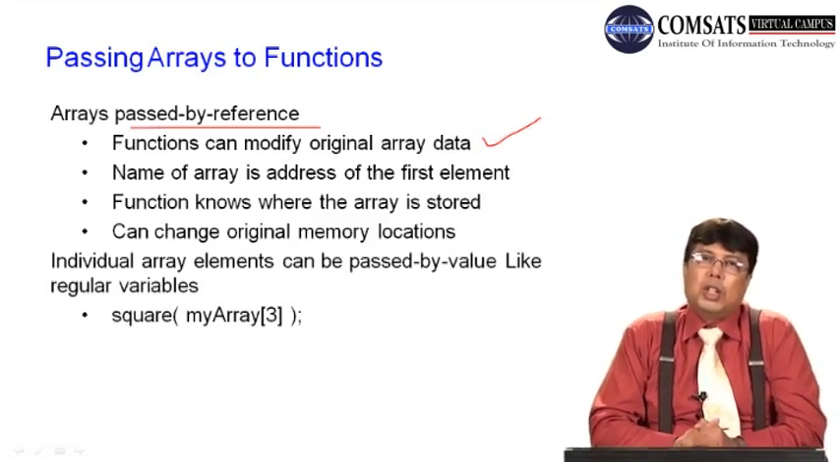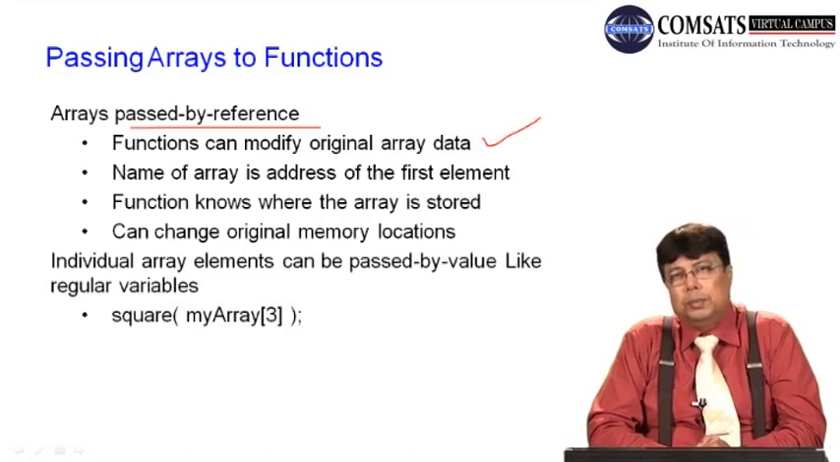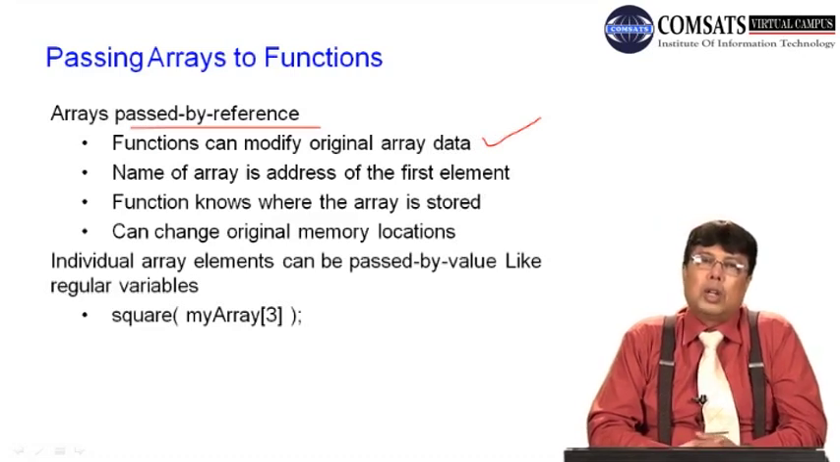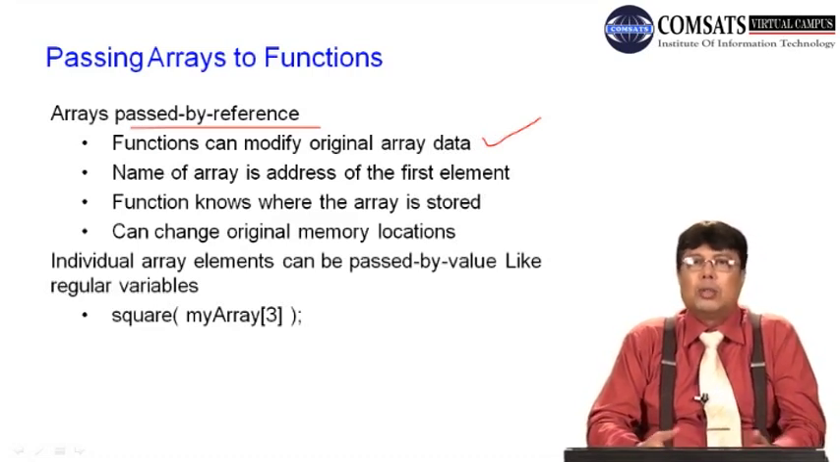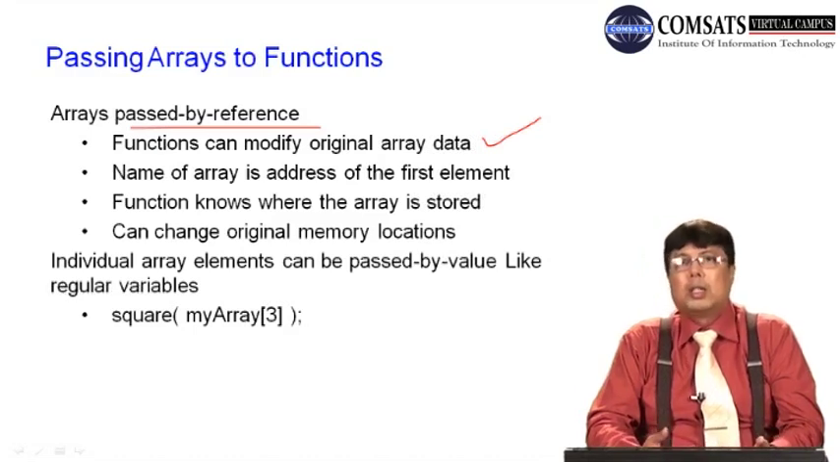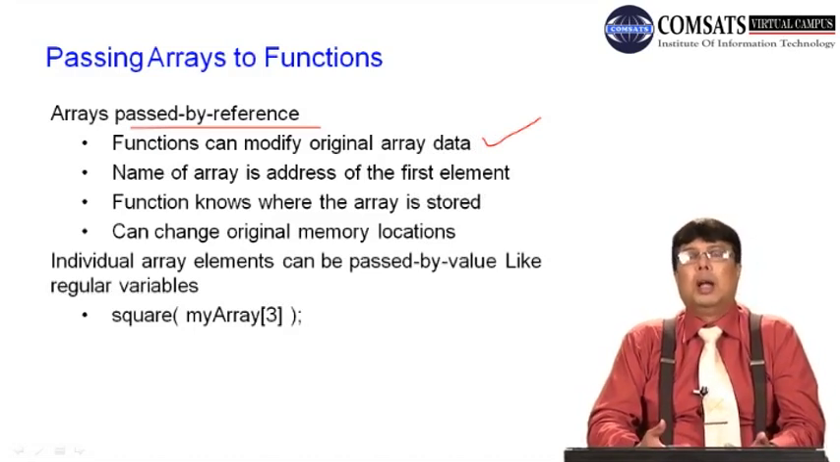When we studied functions, we said a function can only return one single value, but here, by passing the reference of a particular array, if the array contains 10,000 elements, the function can modify all 10,000 elements, so the function can return 10,000 elements back to the main program. How does it return 10,000 elements? By modifying the contents of each and every element according to some logic, according to some technique.